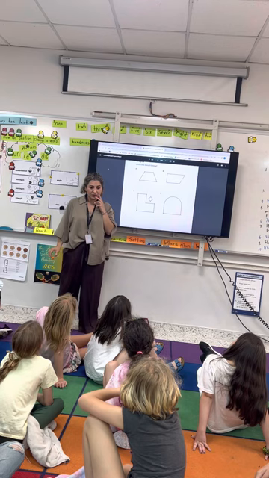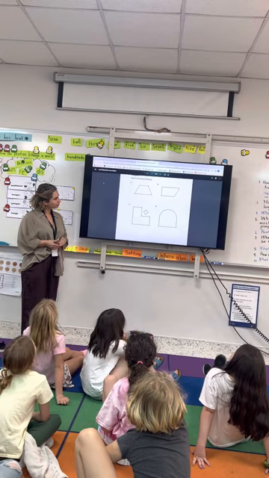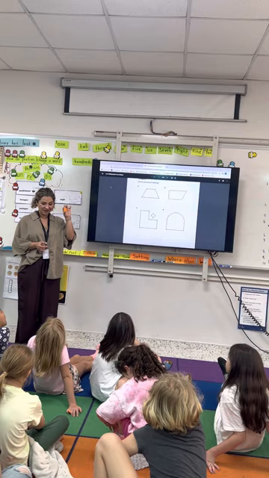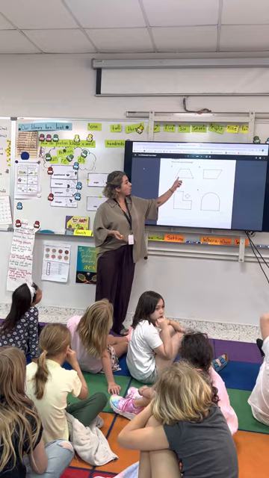But it's still a shape. It's absolutely still a shape, but which one is different? A. Why do you think it's different? Because it can't fit in any of the corners. Because it doesn't have a right angle or a square corner. But it's still a quadrilateral, right? It has four sides.